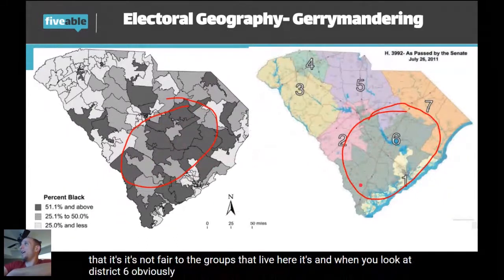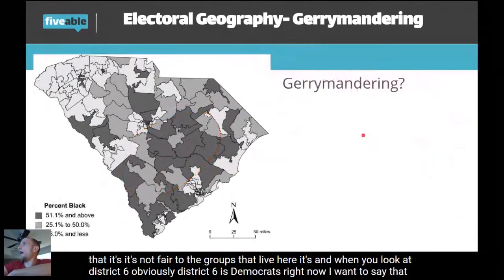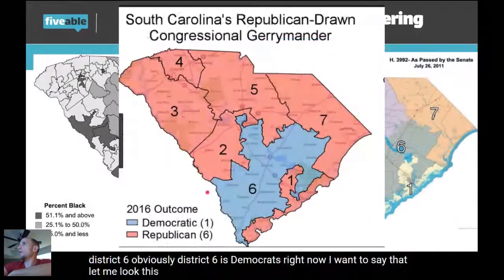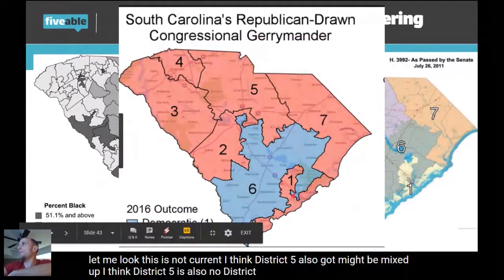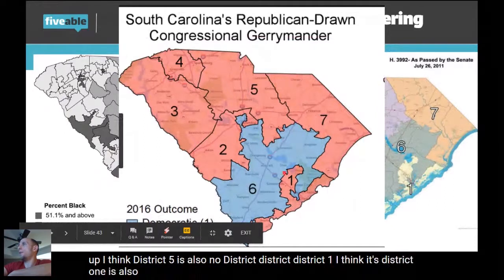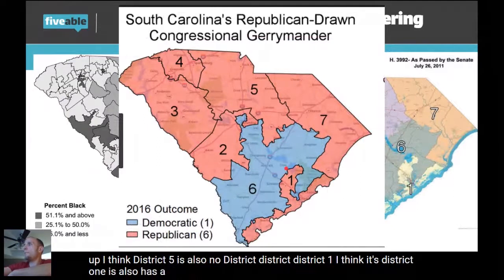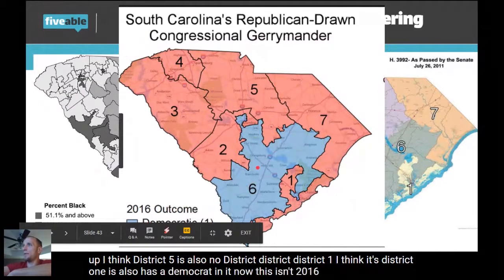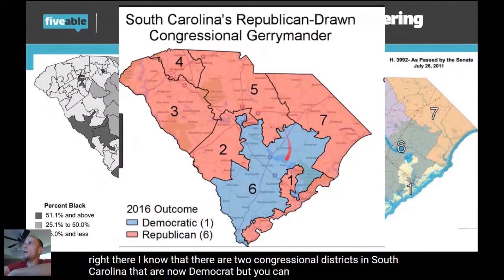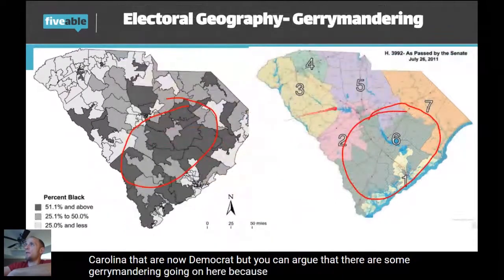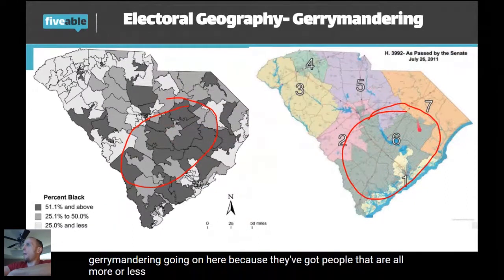When you look at District 6, obviously District 6 is Democrat, right? This is not current. I think District 5 also, I might be mixed up. I think it's District 1 that also has a Democrat in it now. This was in 2016. I hope I'm telling you that right. I know there are 2 congressional districts in South Carolina that are now Democrat, but you could argue there's some gerrymandering going on here because they've got people that are all more or less like-minded politically in one area.